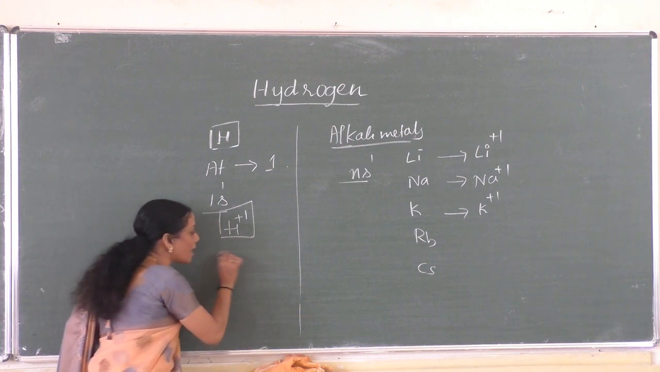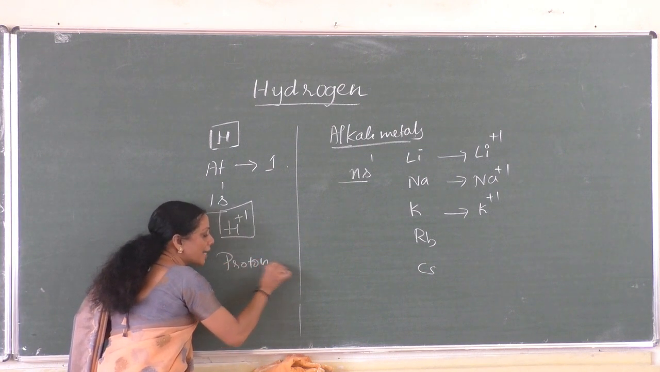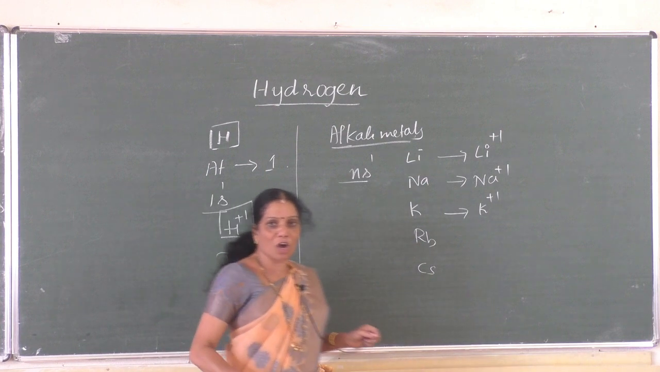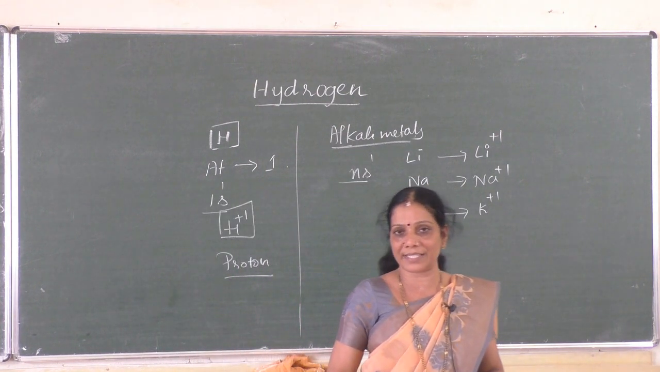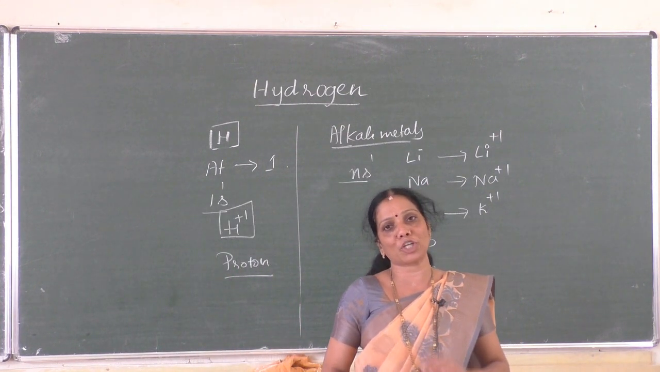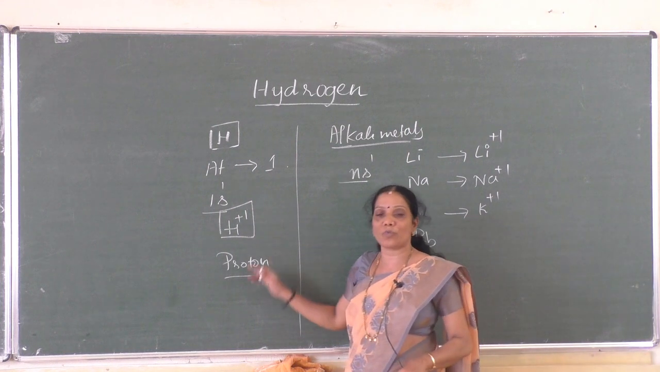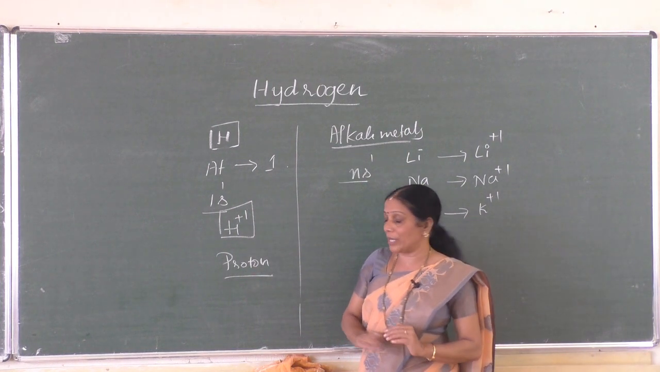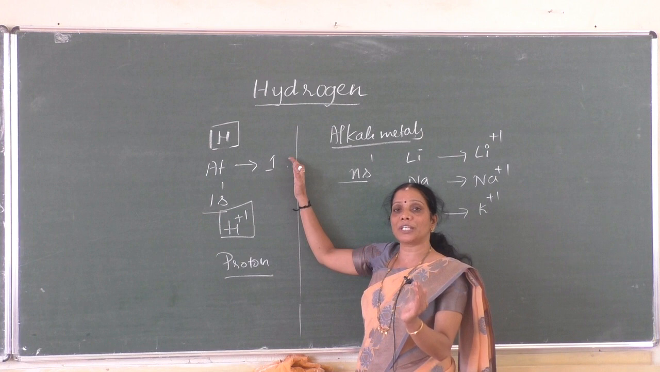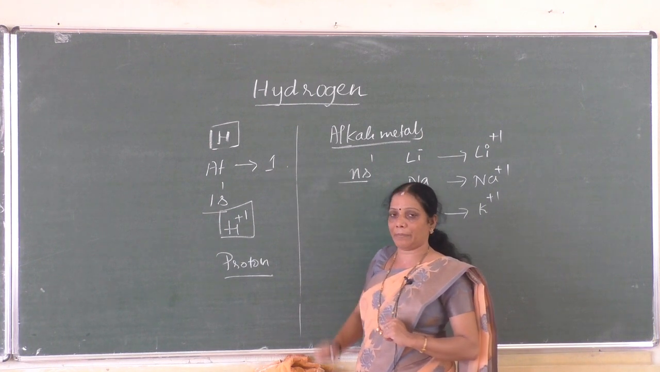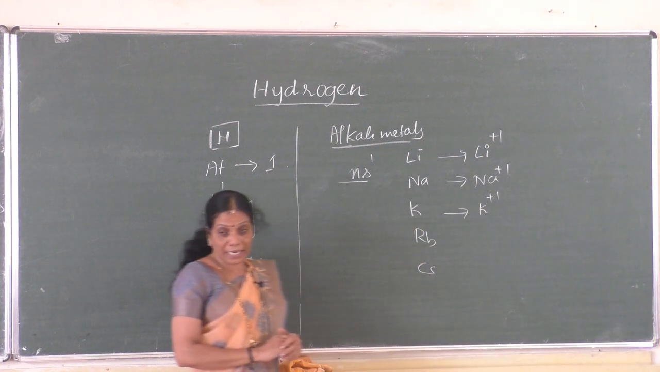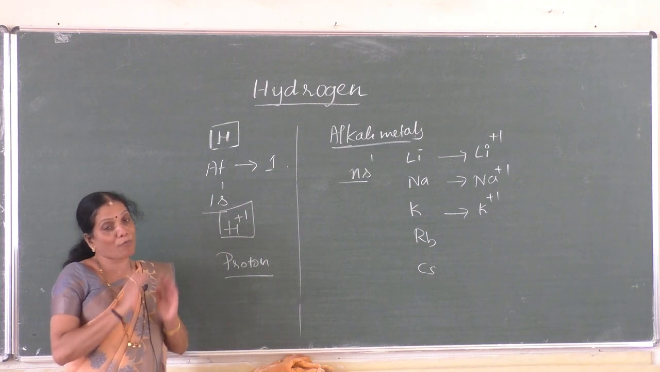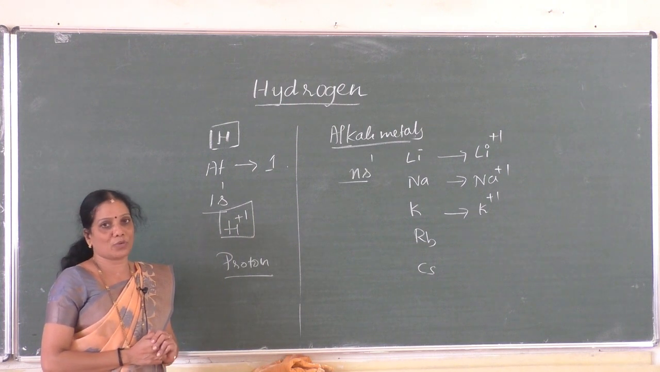It is also called a proton, because hydrogen contains one electron and one proton. After the loss of the single electron, it contains only one proton, therefore the H+ ion is always called a proton. Listen here students, the property of hydrogen is similar to that of the alkali metals with respect to the donation of electrons and also with respect to the formation of the unipositive ion.